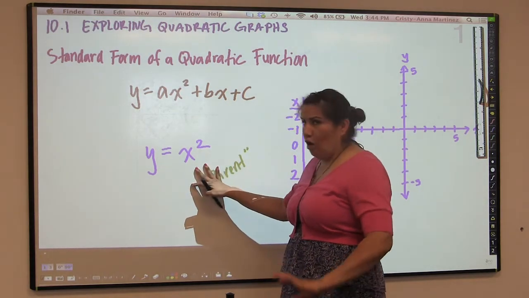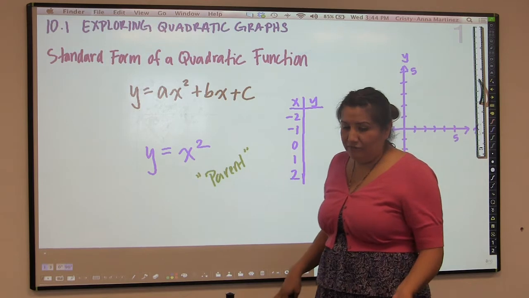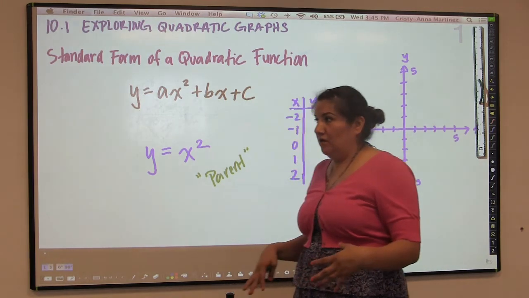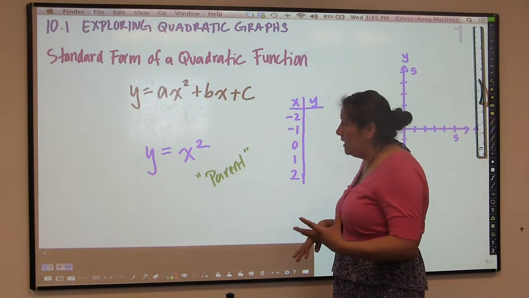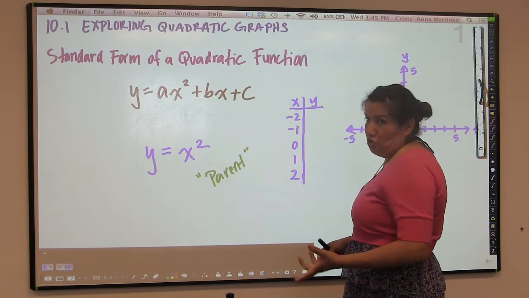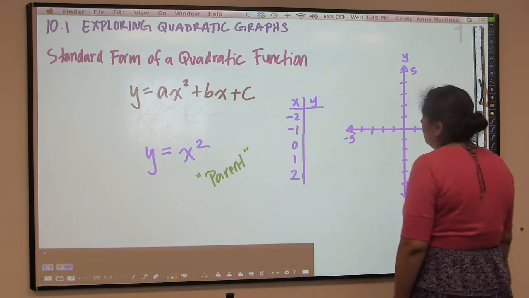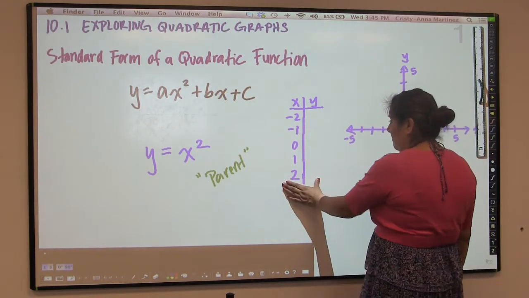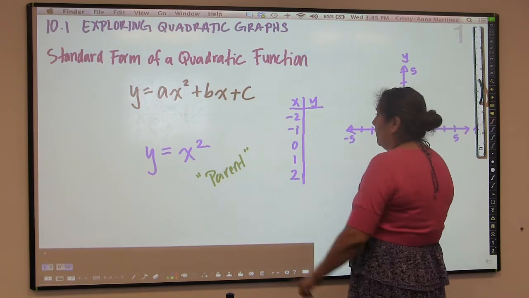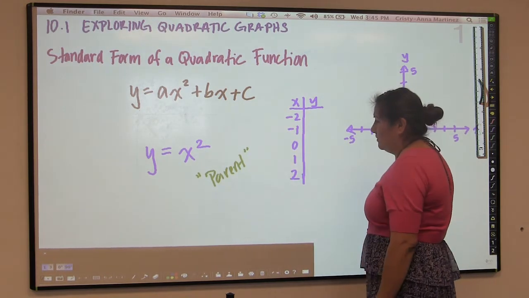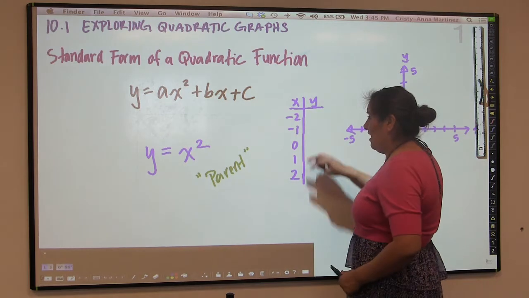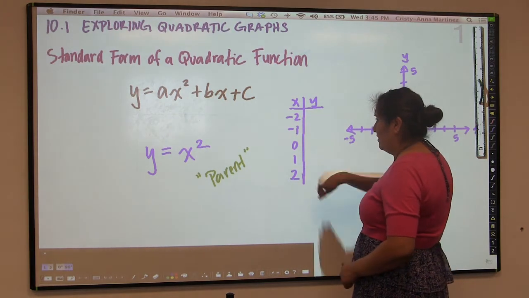So all quadratics have basically a shape of parabola. It's called a parabola. And I'm going to show you right now what that looks like. So what we're going to do first, we're going to have a t-table so that we can graph this. And I'm going to have generic x values here. And we typically always want to have some negative values, 0, and positive values.